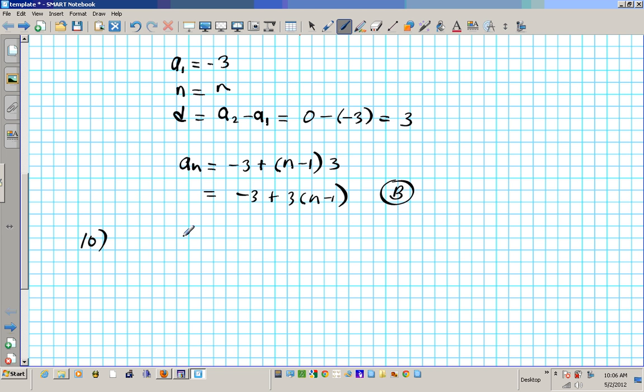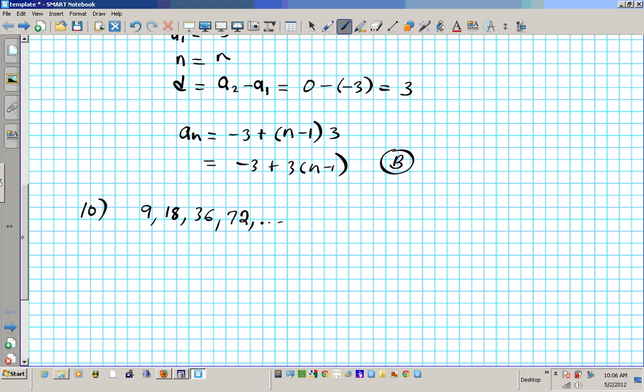For number 10, we have 9, 18, 36, 72. We know that this is not an arithmetic sequence, because if we keep adding 9 every time, the next number is supposed to be 27, and it's not, it's 36. So it indicates that we are multiplying by something every time. So this is a geometric sequence. The formula that applies to a geometric sequence is a sub n equals a1 times r to the n minus 1.